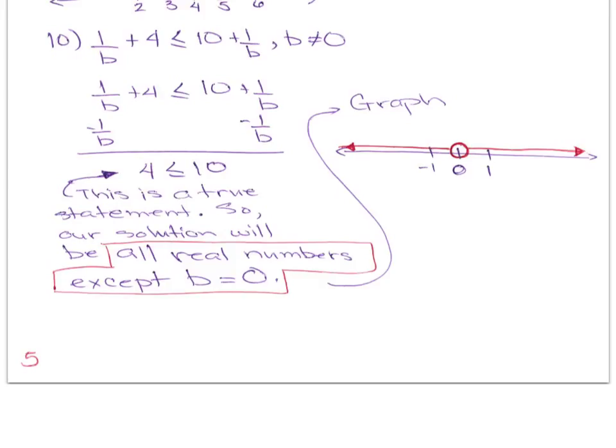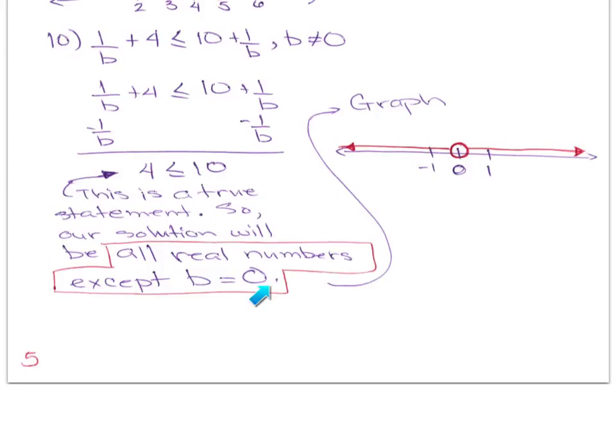So when we solve this out, I want all the variables on one side of the equation, so I'm going to move the plus 1 over b to the other side. Subtract 1 over b from both sides. This cancels out, but this also cancels out. So we end up with 4 is less than or equal to 10. Because that statement right there is a true statement all the time, we know that our solution would be all real numbers except for b is equal to 0.